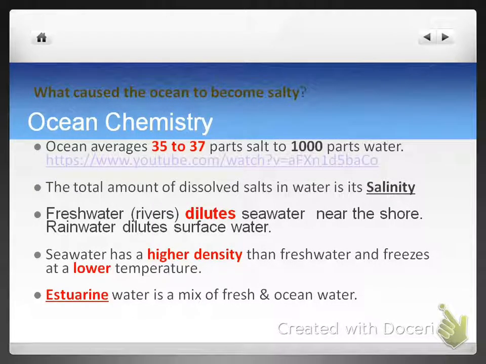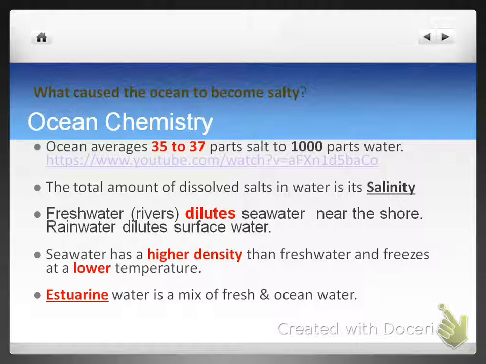Today we're going to look at some more ocean chemistry. We talked a little bit about ocean chemistry when we talked about the density differences in the currents. And the first thing we're going to think about today is how salty the ocean is. And the term that describes how much salt is in the ocean is salinity.